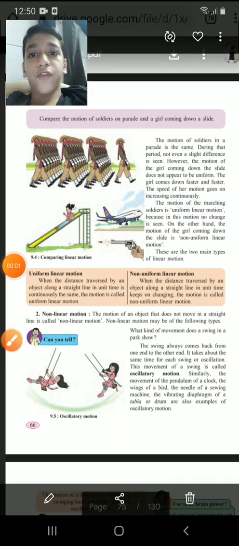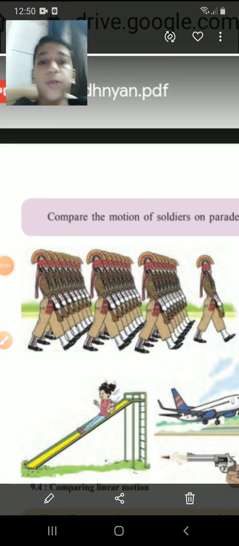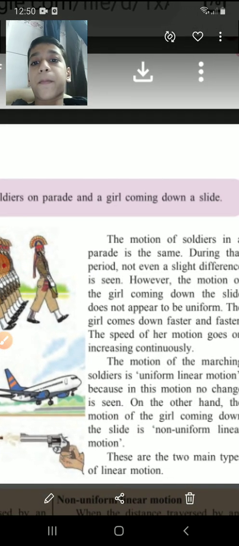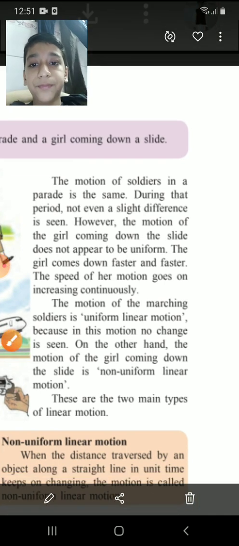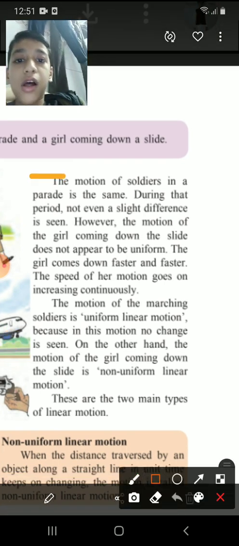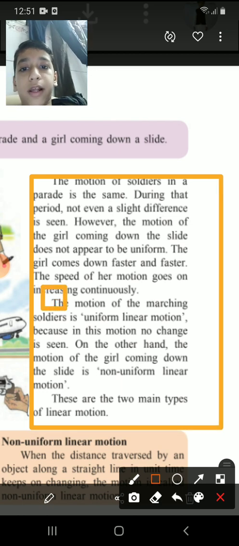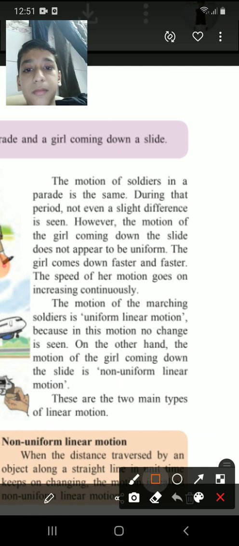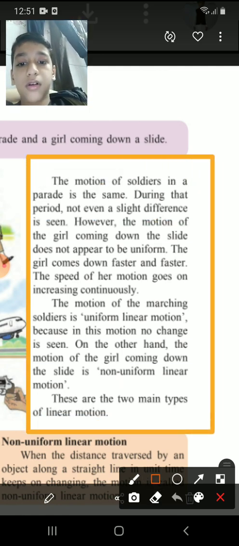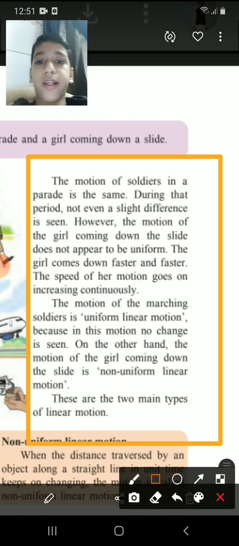The second part of the video compares the motion of soldiers on parade and a girl coming down a slide. The motion of the soldiers in a parade is the same during that period. Not even a slight difference is seen.